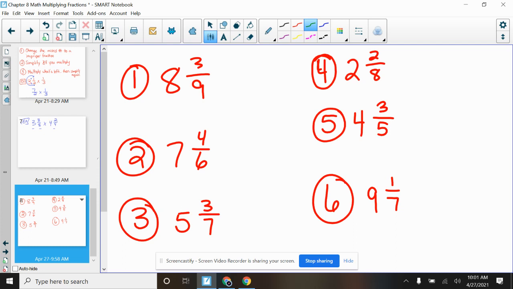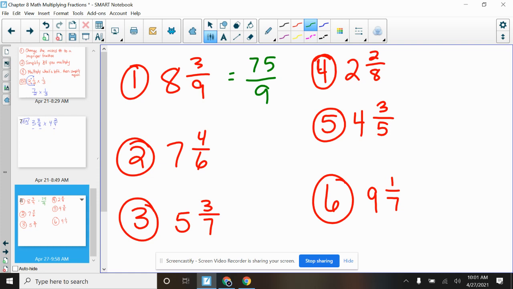8 times 9, which is 72, and you add 3, which is 75. And then you put 75 over 9. So he got an answer of 75 over 9, and that's the answer that I like. 75 over 9 is what 8 3/9 turns into when you make it an improper fraction.